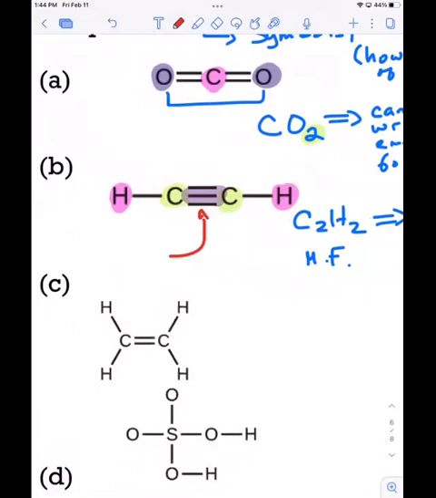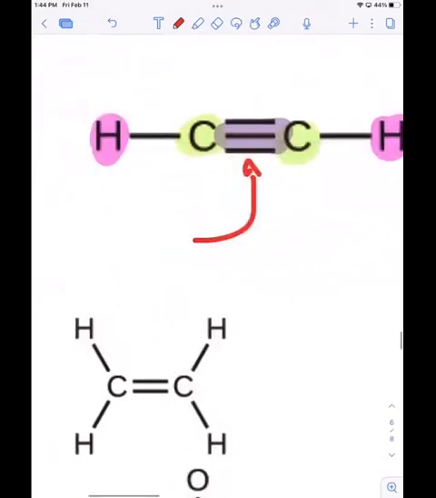Triple. Speak up. Triple bond. Triple bond. Good.